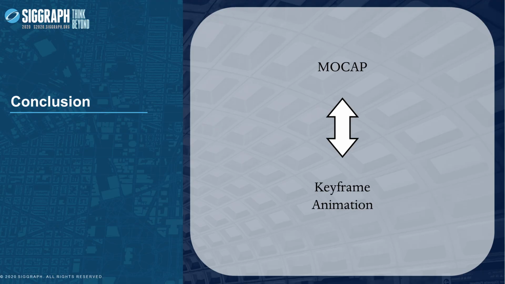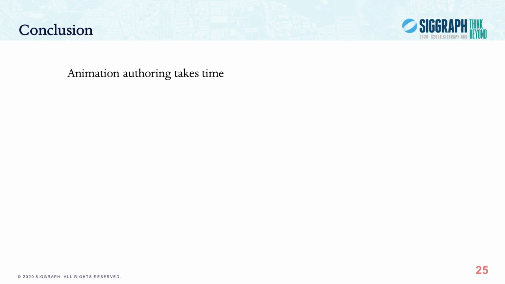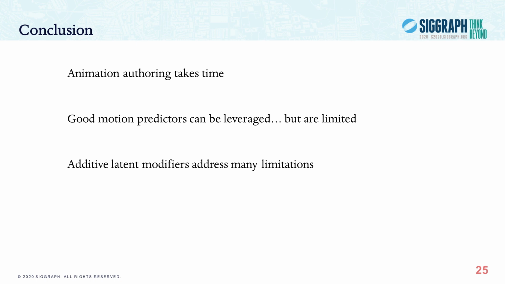To conclude, we aim in this work at bridging the quality gap between mocap and keyframe animation while reducing the workload of animators with automatic motion in-betweening. Indeed, animation authoring is usually resource-intensive and takes time, so reducing the workload of keyframe animation is appealing. Many advances in unconstrained motion prediction can be used, but their naive adaptation to in-betweening is limited. We show benefits of modulating the behavior of such transition generator through additive latent modifiers to address those limitations.